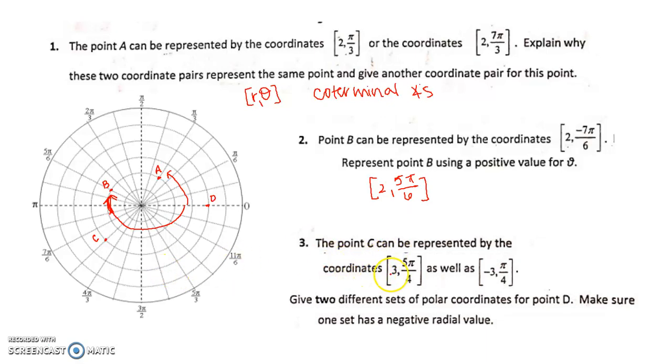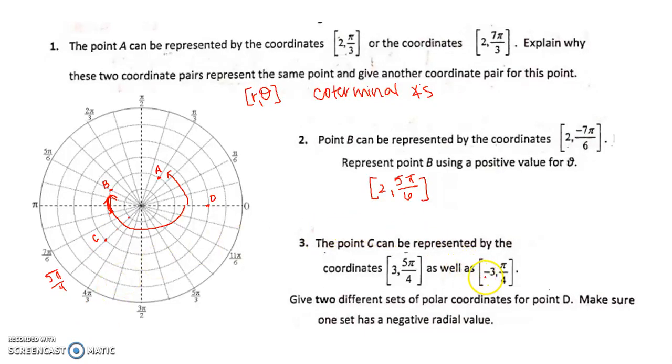It has the coordinates 3, 5 pi over 4, as well as 3, negative 3 pi over 4. So I want to look at each of those. So 3, 5 pi over 4. If I look at 5 pi over 4, that would be this angle right here. And I am on the third circle in that direction. 1, 2, 3. So that's how I get that angle.